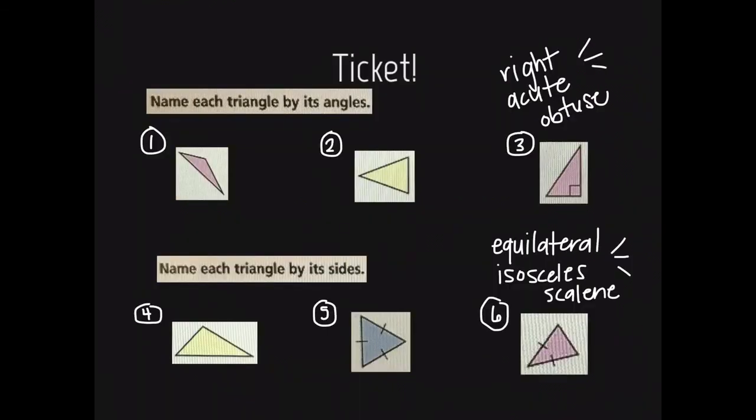On your ticket today, fourth graders, you'll be labeling some triangles or naming them based on their angles first and then based on their sides. So for numbers 1, 2, and 3, I'd like you to name each of these triangles by its angles. So it'll be either right, acute, or obtuse. For 4, 5, and 6 on your ticket today, I'd like you to name each triangle by its sides. So equilateral, isosceles, or scalene.